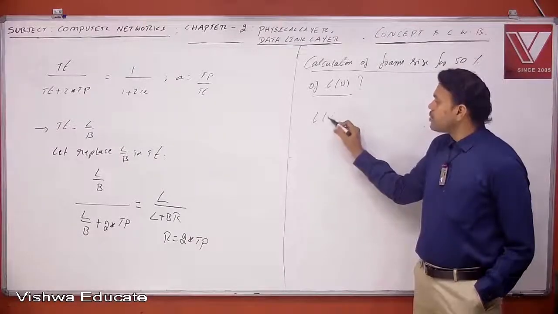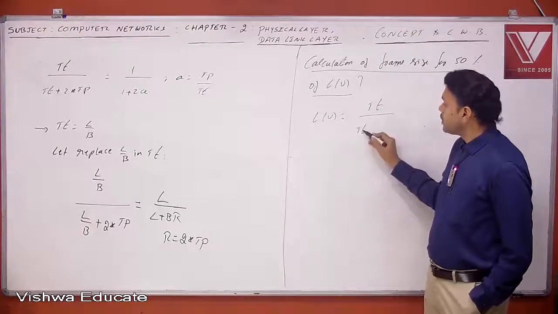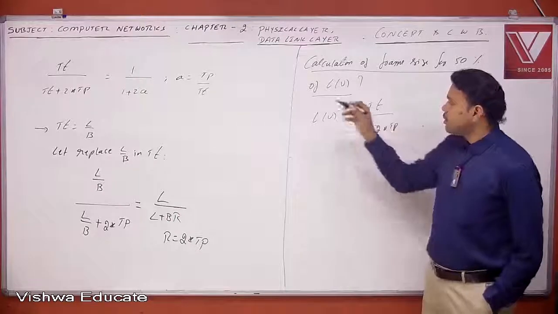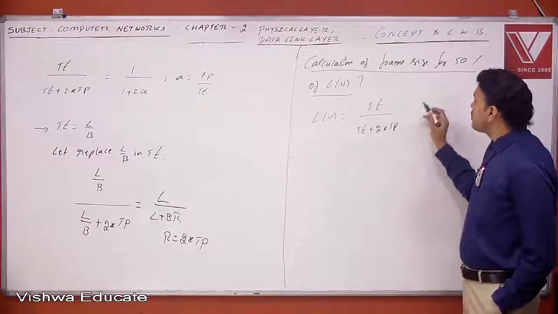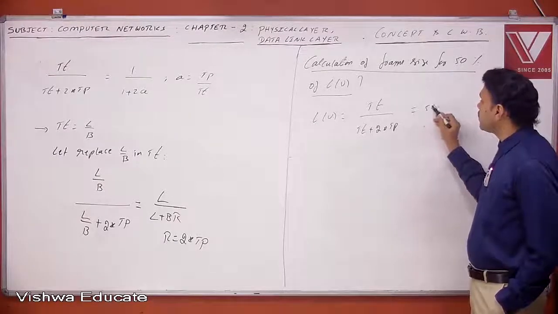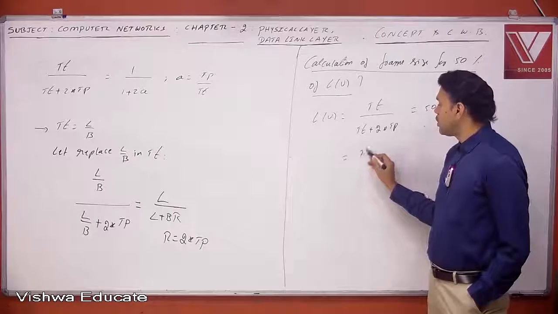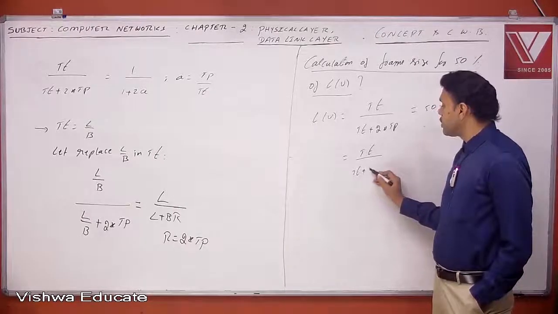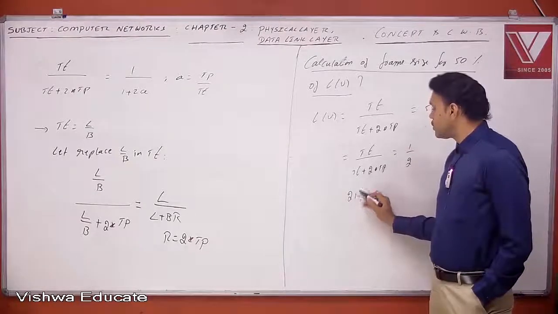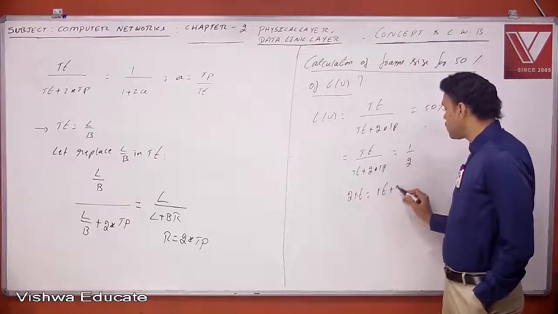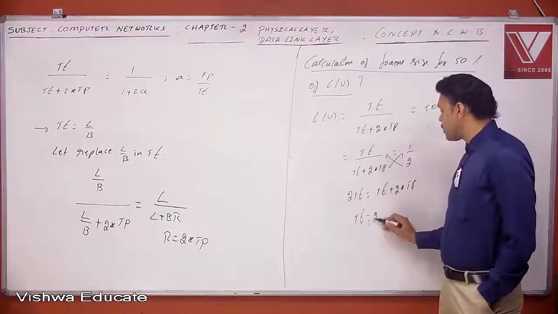So what is the link efficiency? The link efficiency is Tt by Tt plus 2 into Tp, or you can write 1 by 1 plus 2a. This efficiency is given as how much? 50% is given. Now sort it out. Tt by Tt plus 2 into Tp equals 1 by 2. So 2 Tt is equal to Tt plus 2 into Tp. Now Tt is equal to 2 into Tp.